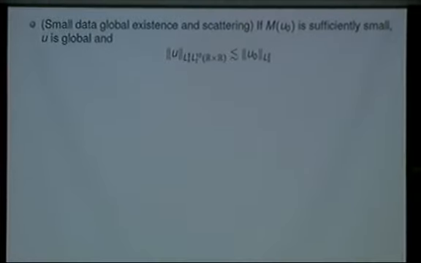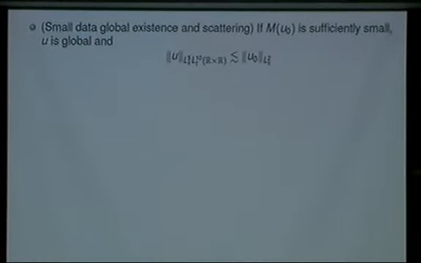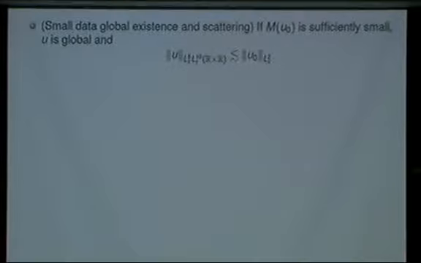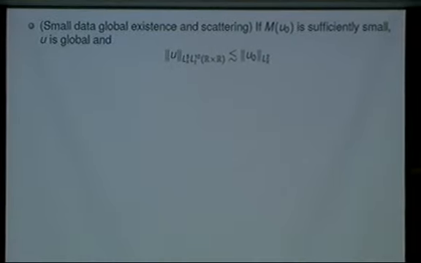And there are some other applications of the local theory, the local smoothing estimate, and the same iteration argument. One of them is the small data global existence and scattering. Let me explain what scattering is later. Initially, if the mass of the initial data is sufficiently small, then we don't have to reduce the time interval. For the whole time interval, we can iterate.